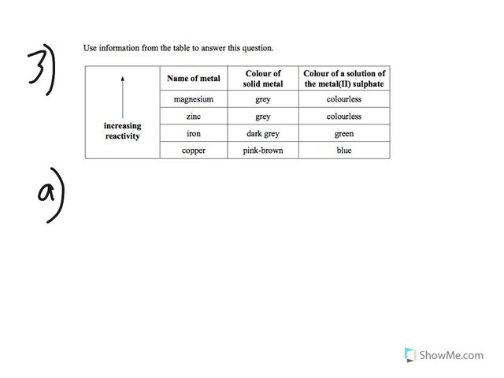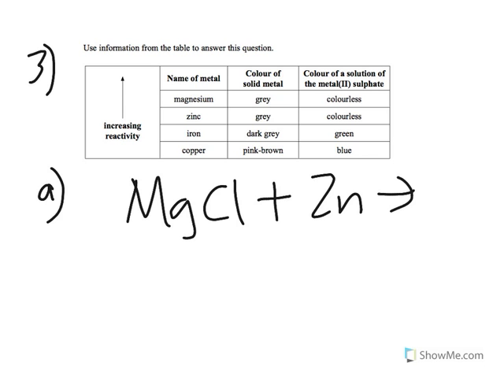Alright, so question 3 has shown the reactivity of a few metals and they're arranged in order of reactivity. So magnesium is the most reactive and copper is the least reactive. Now, as you guys should know, reactivity determines what substance will displace another substance. So if I have magnesium chloride, right, and I add a less reactive substance like zinc, zinc is not reactive enough, so it can't take over magnesium's position.